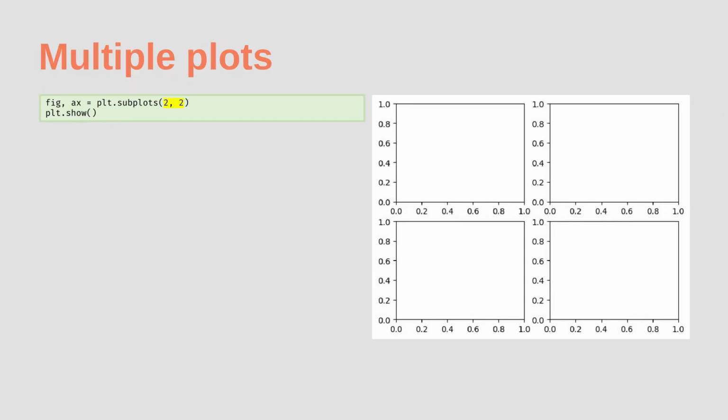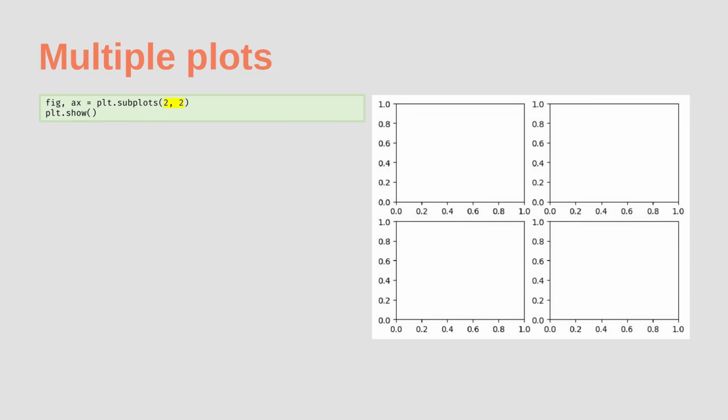Now we'll pass some arguments to create multiple subplots. Small multiples are usually arranged in a grid of rows and columns. In this example, we are creating a figure with 2 rows and 2 columns of subplots. Before we add any data, this is what the layout looks like.